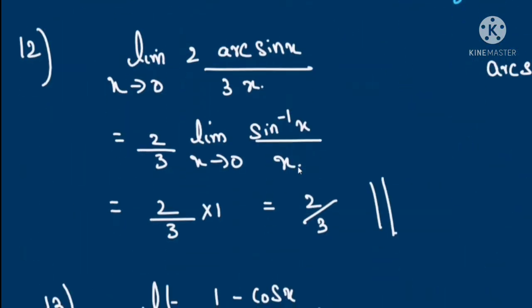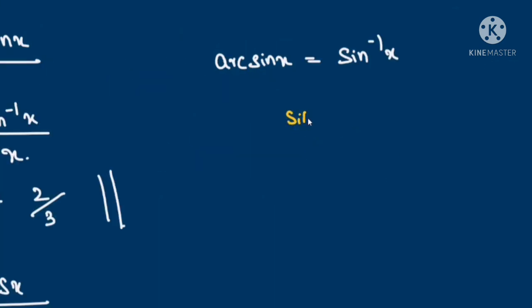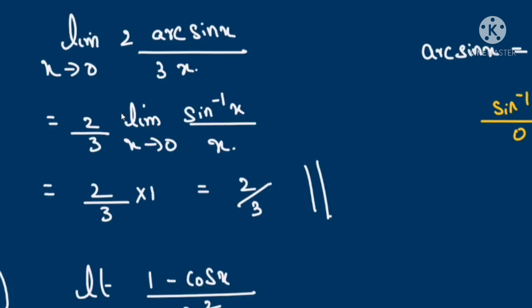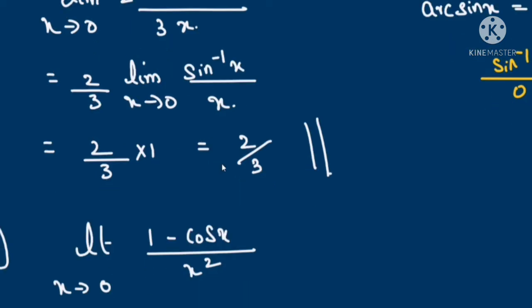The same way even here, if you apply the limit straight away, you get 0 by 0. Sine inverse 0 by 0. It is 0 by 0, indeterminate form. So we apply the formula limit x tends to 0, sine inverse x by x. When x is 0, it is 0 by 0, indeterminate form. But when x tends to 0, it is 1. Limit x tends to 0, sine inverse x by x is 1.